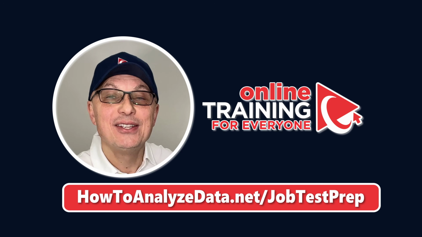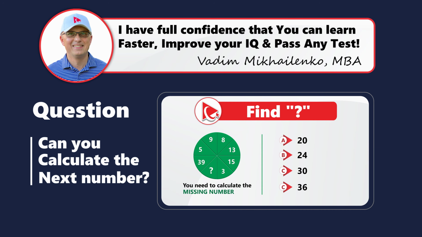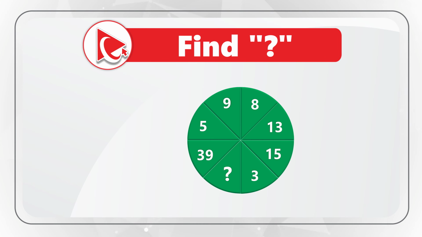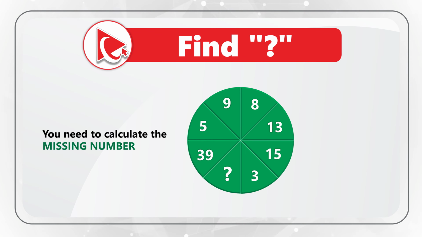And now let's continue to get you ready for the assessment test. Here's a problem some people might find challenging, but in reality, it's very easy to solve. You're presented with a circle broken down into 8 sections. In each section, there is a number, and in one section, the number is missing, and you need to calculate the missing number. If we start with the 8 o'clock, the numbers that are present are 39, 5, 9, 8, 13, 15, 3, and then comes the missing number.